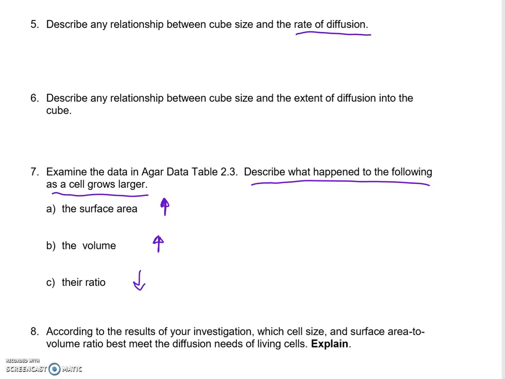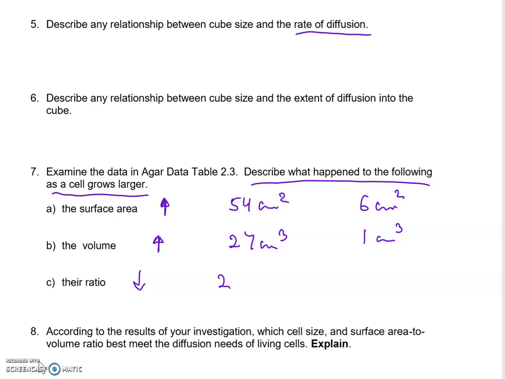Let's say the surface area of a 3 centimeter cube. That would end up being 54 centimeters squared. So that's 3 times 3 times 6 sides. By contrast, a 1 centimeter cube is 1 times 1 times 6, so that's 6 centimeters squared. And the volume of a 3 centimeter cube is 3 times 3 times 3, so that's 27 centimeters cubed, and a 1 centimeter cube would be 1 times 1 times 1, and that's still 1 centimeter cubed. Now let's take a look at what happens to the ratio.